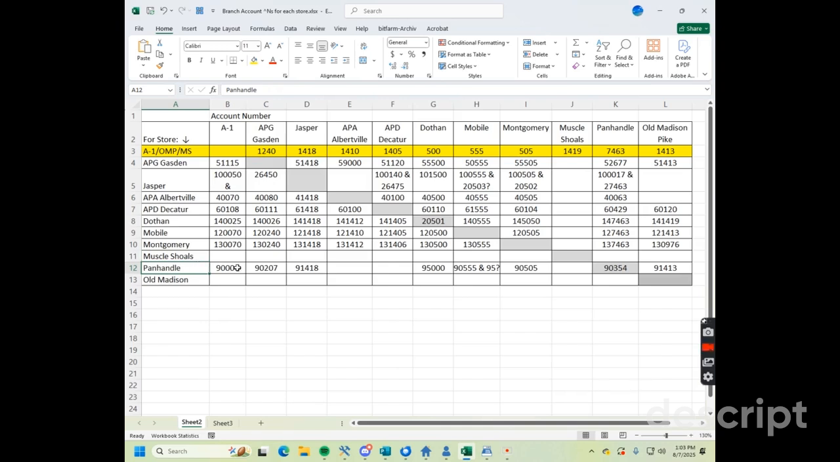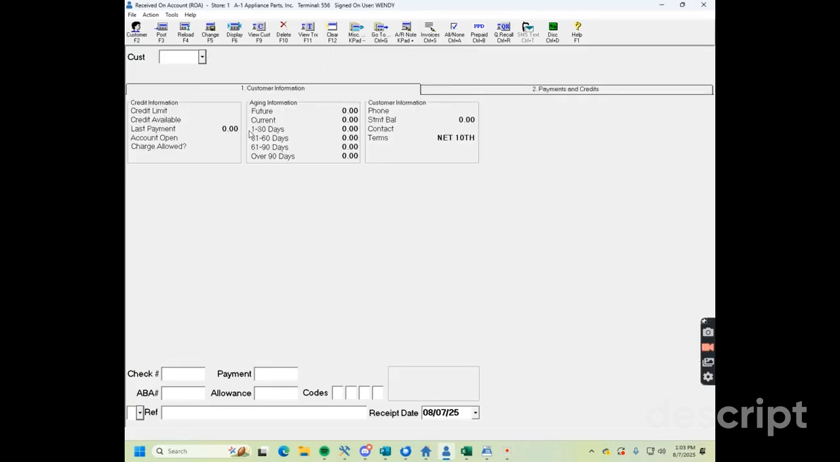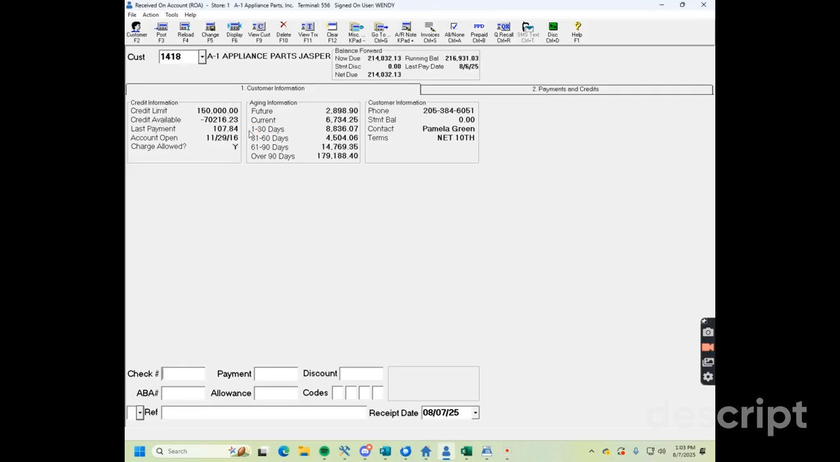So Panhandle, our customer number for them is this. You guys get this because you probably already recognize a lot of these numbers within your own stores. So I'm going to find Jasper's store, which is store 2. That's 1418. And I'm going to go back to the received on account, and I'm going to push F12 twice or escape. Put 1418 here, and there's Jasper Store. This is how much they owe the Huntsville store.